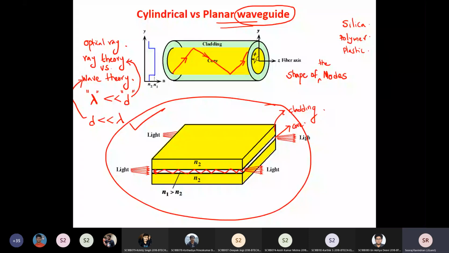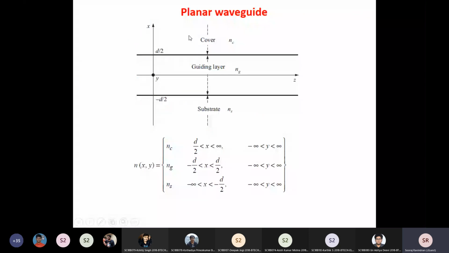Okay, so we are interested to understand the shape of the modes, and you know what modes are? Modes are basically the way in which the electric fields and the magnetic fields of the optical signals are distributed inside the optical fiber or the optical waveguide. So we are going to solve the Maxwell's wave equation for this planar waveguide, and this planar waveguide can be represented by using this picture.